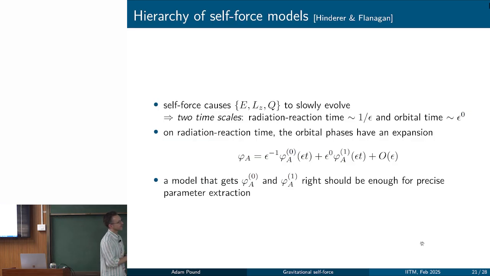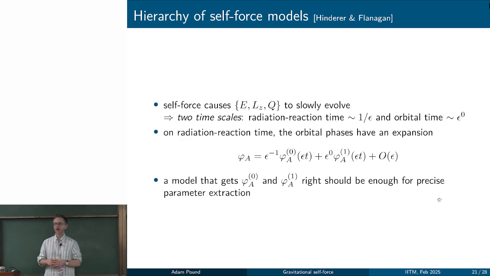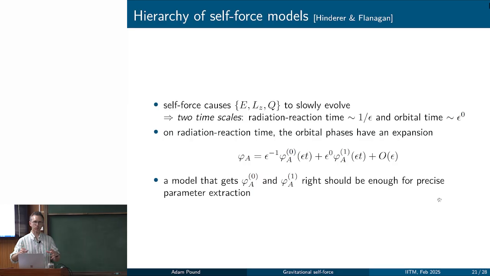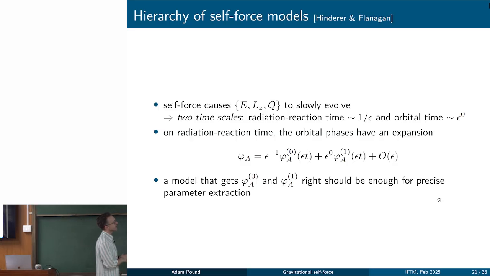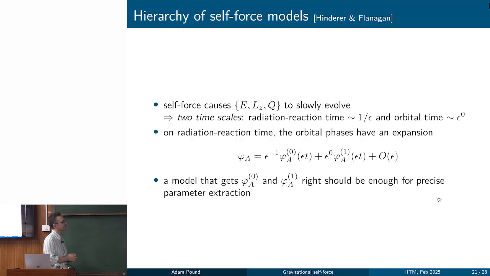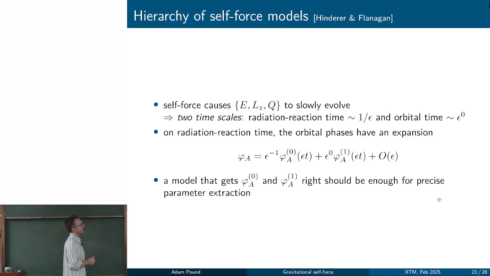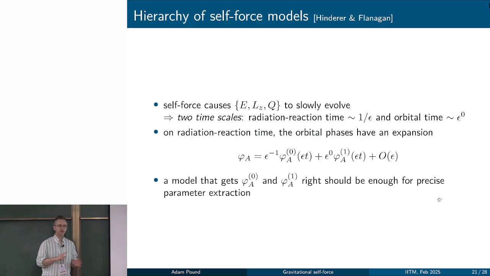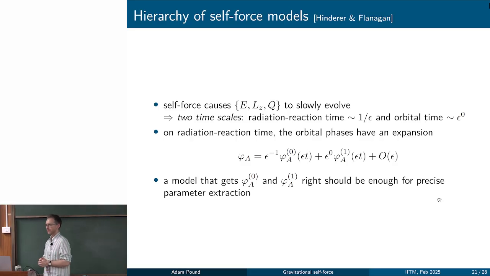Now let me return to this question of how high order we need to go and make it a bit more quantitative. So in about 2008, Hinderer and Flanagan developed a two-time scale analysis of the orbital motion around a Kerr black hole. So this is orbital motion once you turn on a self force. Once you turn on the self force, those things that were constants are now going to slowly evolve. So the energy, angular momentum, and Carter constant are no longer actually constant. They're slowly evolving. They evolve on what's called the radiation reaction time, which is 1 over epsilon. So it's the same evolution time scale I mentioned before.